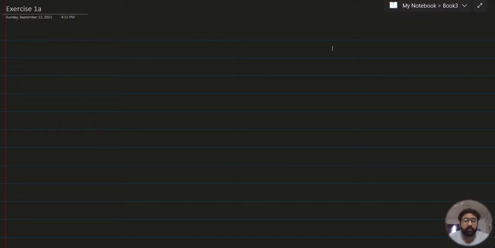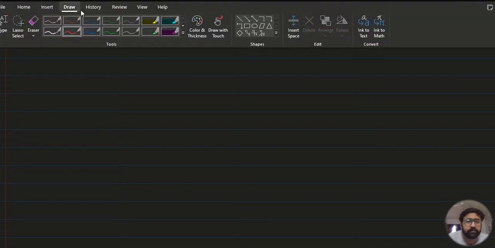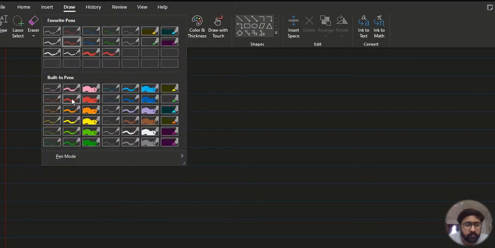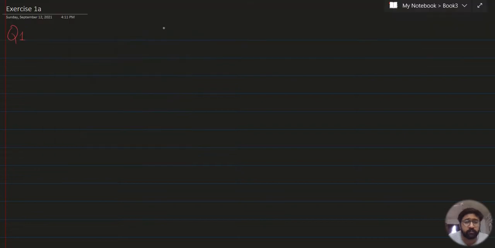For that, let me start with the basic level question, and question number 1 is the first of all. Question number 1 states that you need to solve each of the following equations.